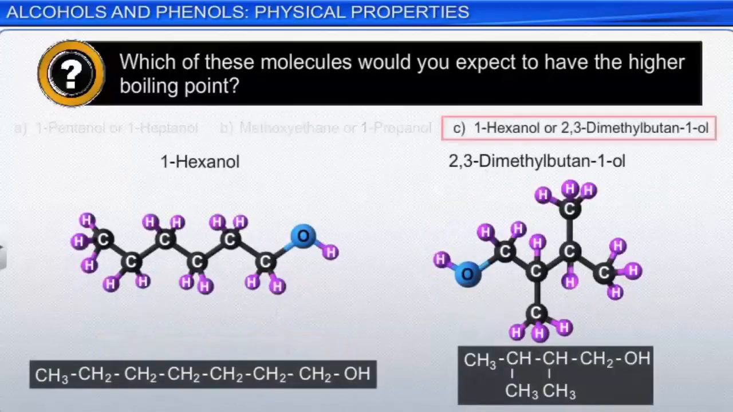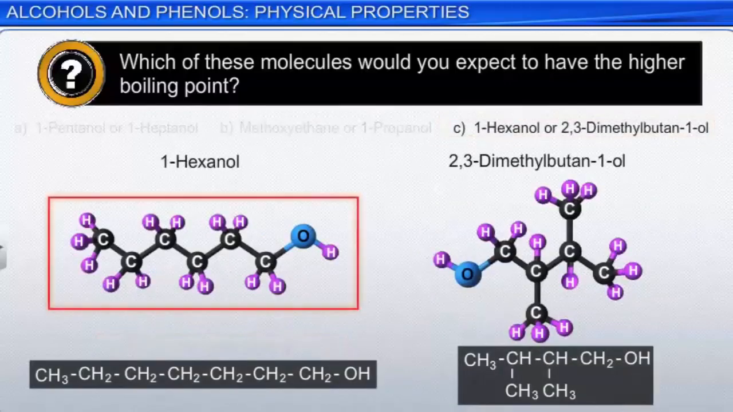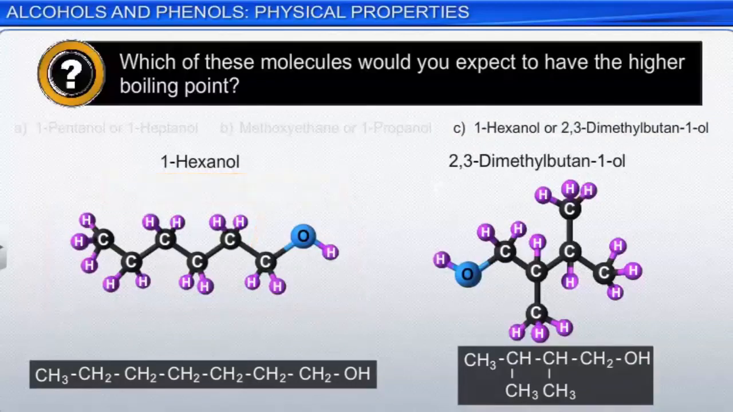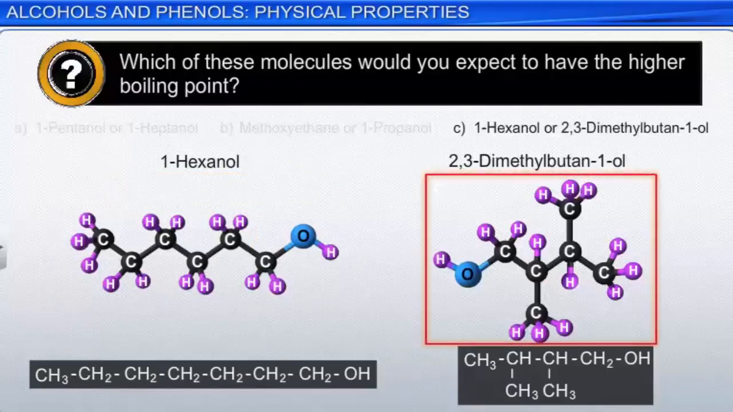For set C, 1-hexanol has the higher boiling point. Its carbon chain is unbranched, giving it stronger London forces than the branched chain in its structural isomer, 2,3-dimethylbutan-1-ol.